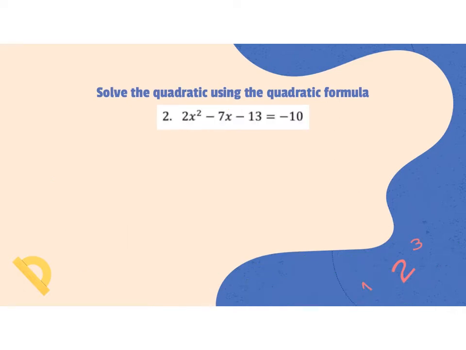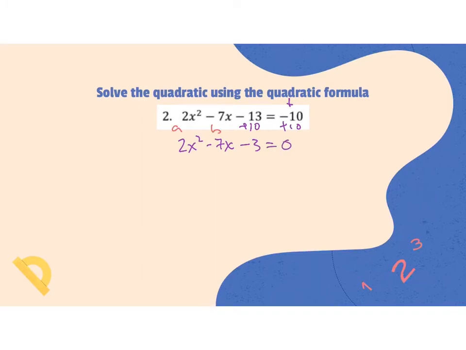Okay, moving on. Let's take a look at number 2. In number 2, I have 2x squared minus 7x minus 13 is equal to negative 10. So again, the first thing that I notice is this right here is not a 0. So I'm going to add 10 to both sides. That 10 is a constant, so it goes with the 13. So I have 2x squared minus 7x, and then negative 10 plus 13 is negative 3. Now I'm equal to 0. Now I can plug it in and solve.